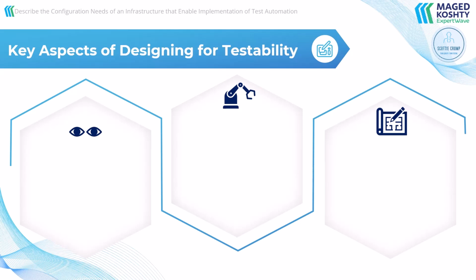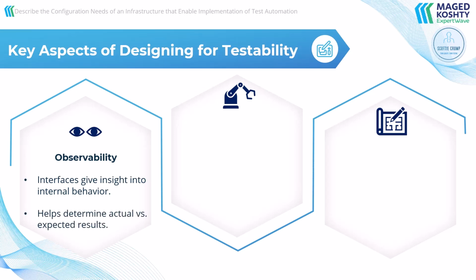When we're designing for testability, there are three main aspects we need to consider. Observability. The SUT needs to provide interfaces that give insight into what's happening inside. Think of it like putting windows in a black box. You need to be able to see what's going on inside. Test cases can then use these interfaces to determine whether the actual results match the expected results.